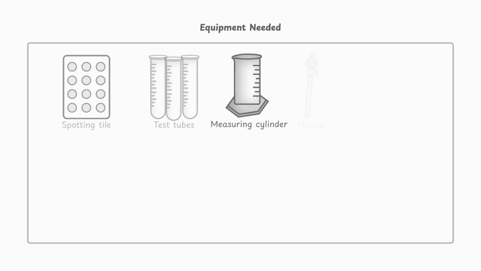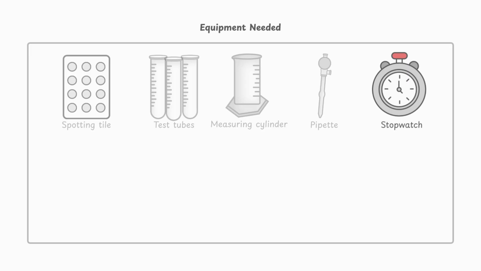Here we have a pipette. The pipette is used to transfer small amounts of liquid carefully and precisely. We also need a stopwatch. This is very important because we are measuring how quickly the enzyme breaks down the starch.